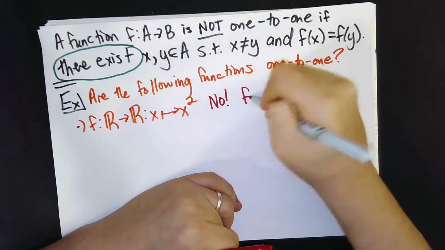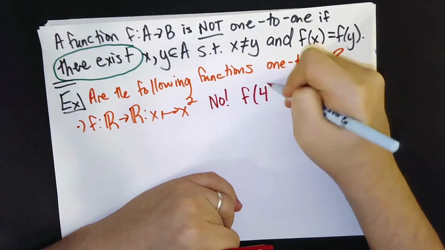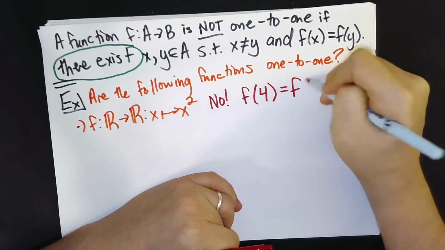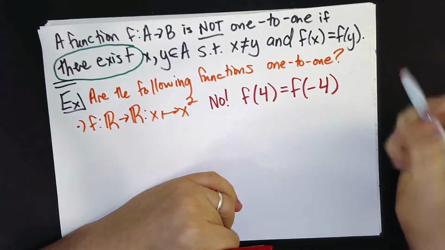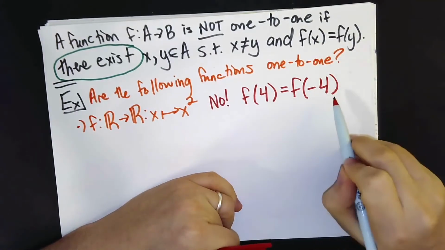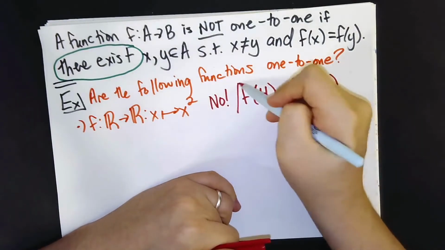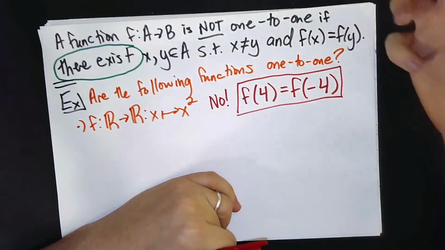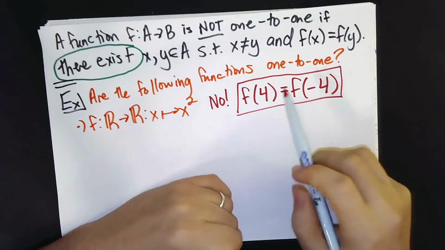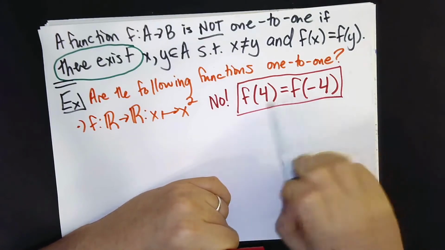Namely, if I take, for example, f of 4, I get the same thing as if I take f of minus 4. Both of these give me 16. And this is really all I need to show that something's not 1-to-1. I need one pair of different inputs that have the same output.